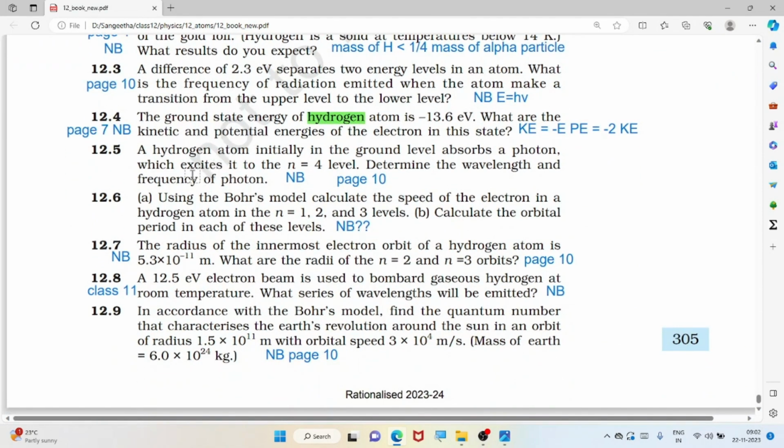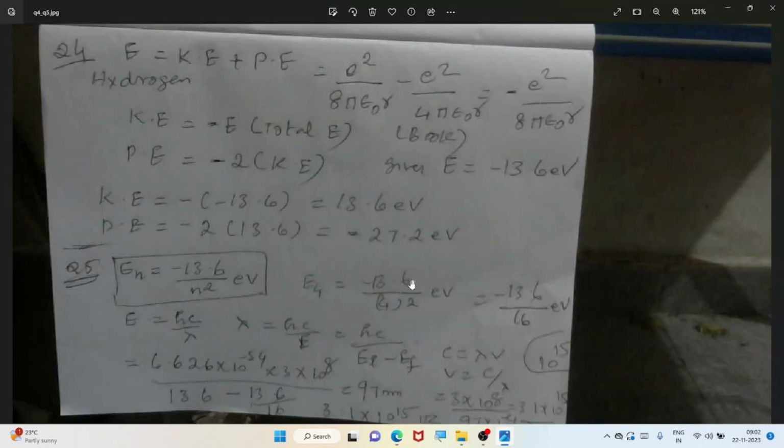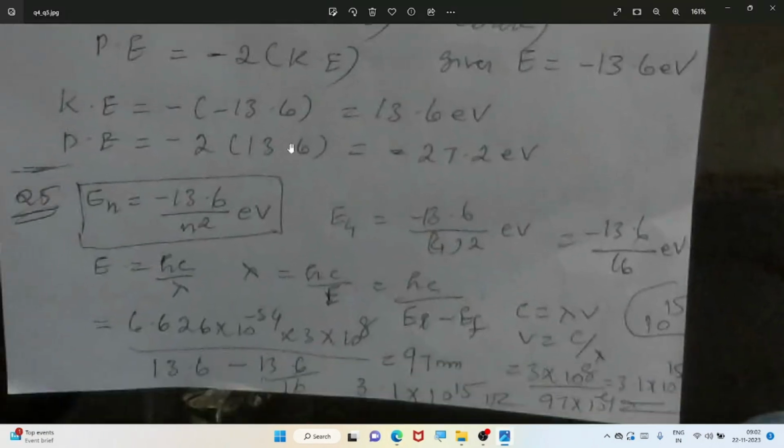A hydrogen atom initially in the ground state absorbs a photon which excites it to n equal to 4. Ground state is n equal to 1. Okay, n equal to 4. Determine the wavelength and frequency of the photon.